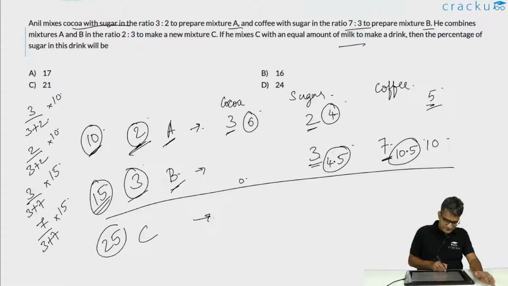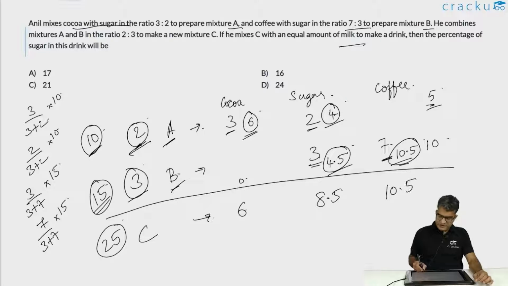What is the amount of cocoa in it? It is 6. What is the amount of sugar? It is 4 plus 4.5, which is 8.5. But what is the amount of coffee? It is 10.5. You can cross check that 6 plus 8.5 plus 10.5 is actually equal to 25.